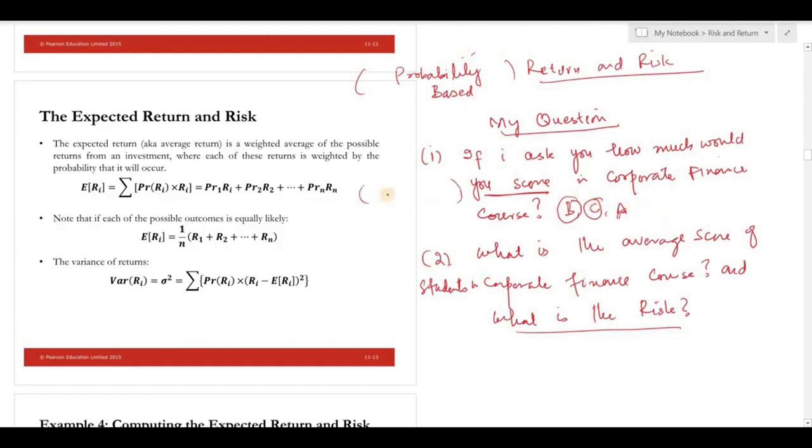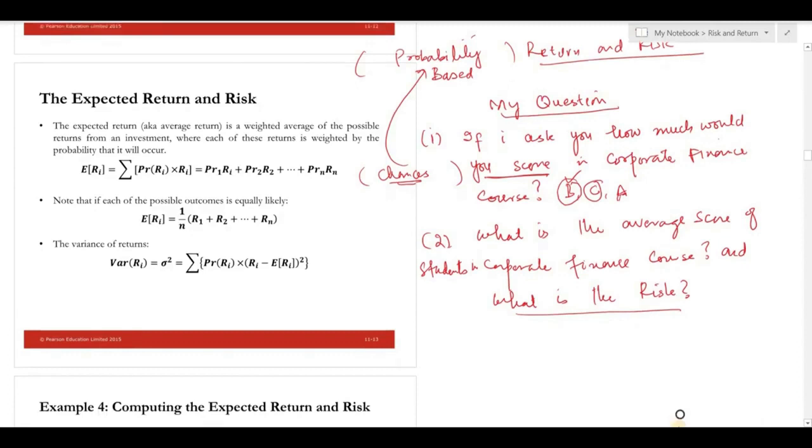So you can say that you are telling it on the basis of chances. Chances are basically probabilities. So in this case, you can tell your expectation or expected return based on the chances. Next question: what is the average score of students in the corporate finance course and what is the risk? If I ask you the overall average score of this unit, you have some historical data, right? Based on historical data, you can find the overall average, and you can tell how many students actually failed. You can also find the risk.